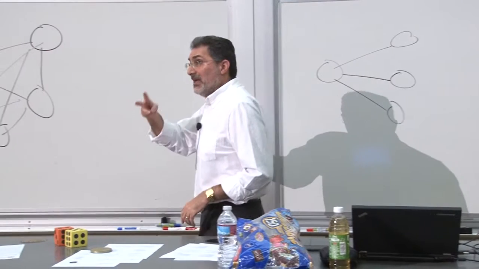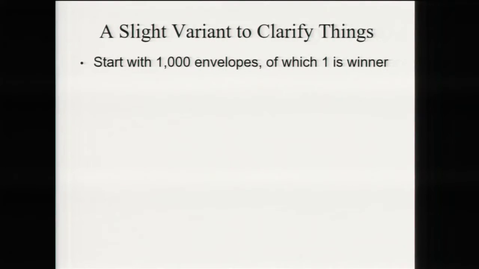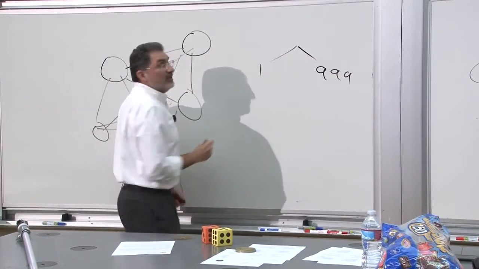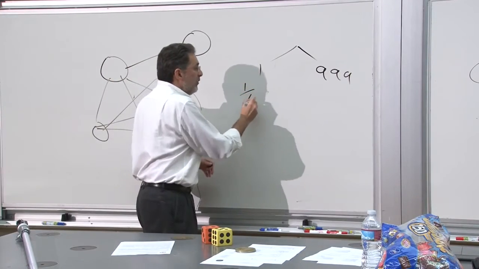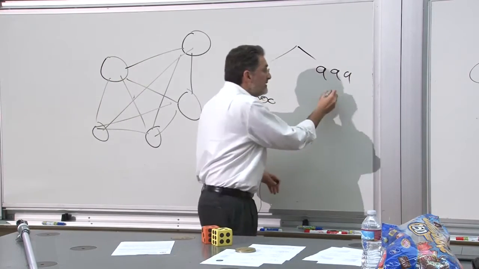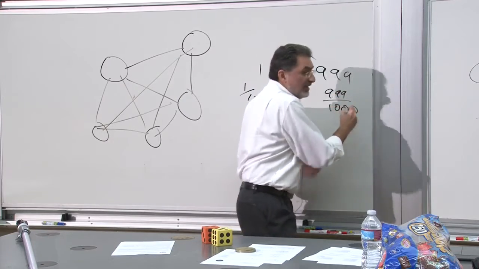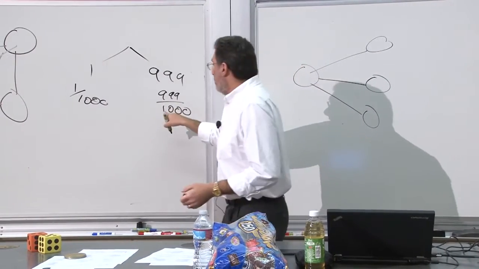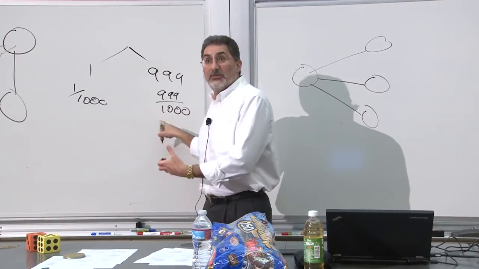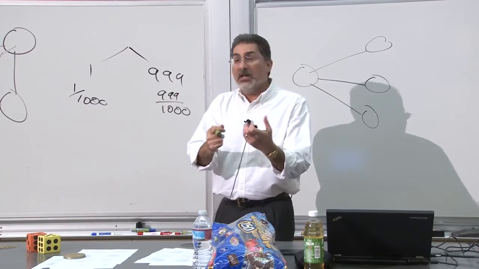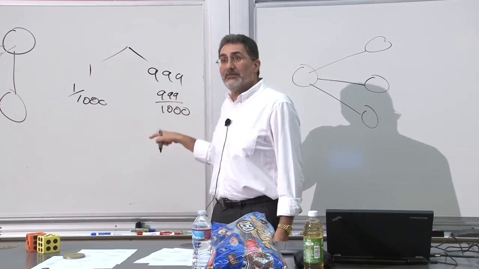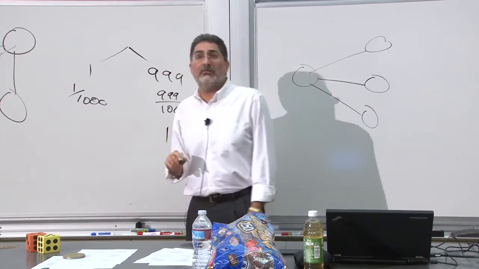What if instead of 3 envelopes, I had 1,000 envelopes, and I let you pick one? The chance you choose the winner is 1 in 1,000. There are 999 envelopes over here and 1 over here. The one you pick has a 1 in 1,000 chance, which means there's a 999 out of 1,000 chance that the winner is among the remaining envelopes. What the host is forced to do is open 998 of the envelopes, all except 1, which means if the winner came down this side, there are 998 empty envelopes that have to be opened, and then the winner remains.